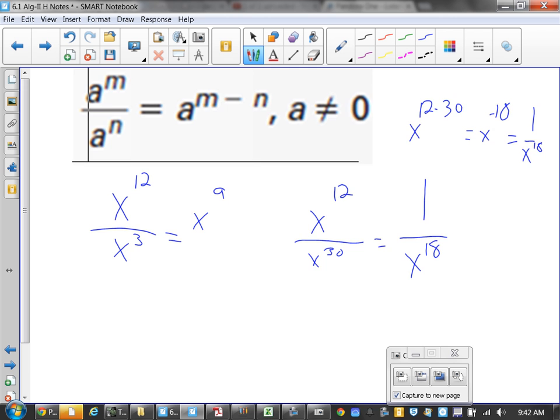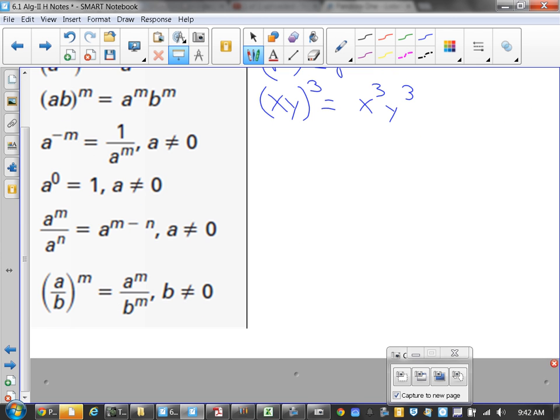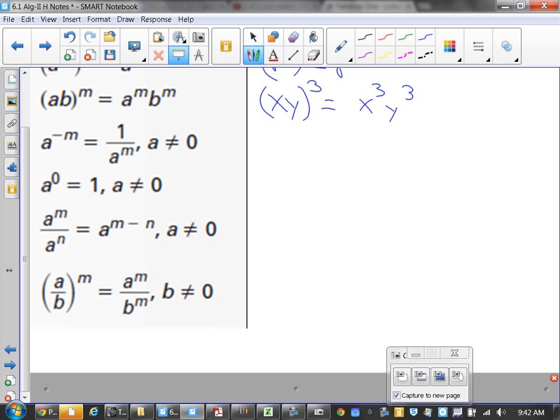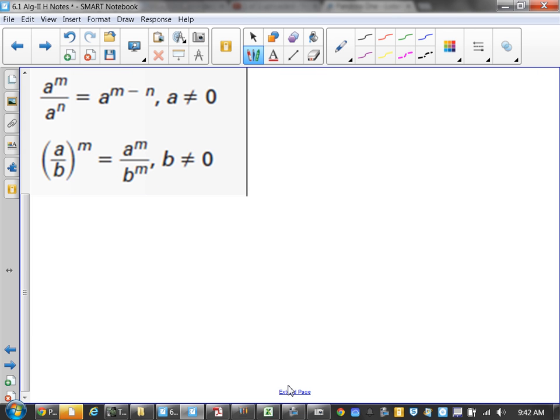And then, lastly, it also works for the distributive property of a fraction. If you have it written out as a fraction raised to a power, you distribute that exponent to both the numerator as well as the denominator. Let me move this up so you can see it. So if I had something like x over y, cubed, you distribute that cubed term to both the x and the y. Okay?